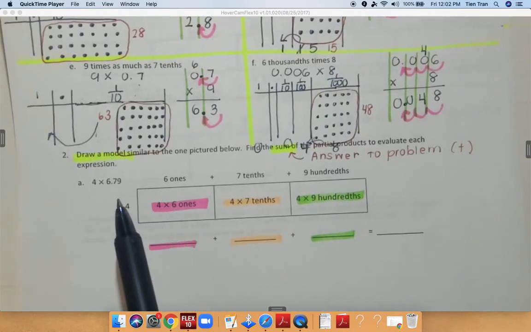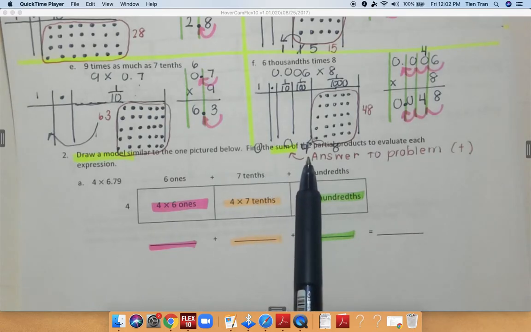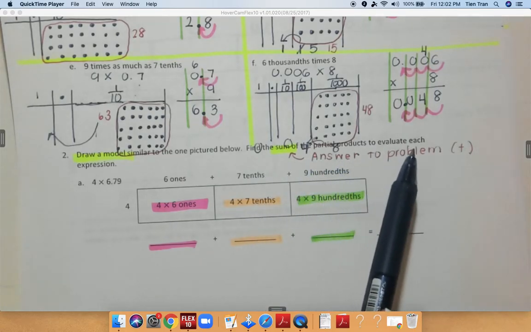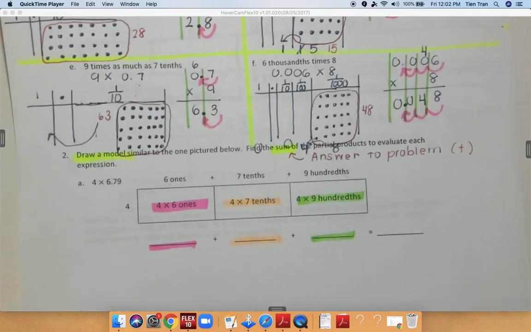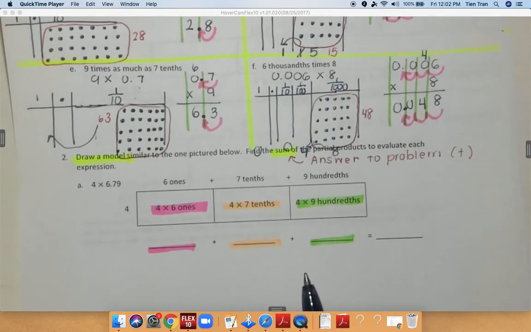Now, for problem number 2, they asked me to draw a model similar to the one pictured below. Find the sum of the partial products to evaluate each expression. So what they want you to do here is they want you to find the answer to the problem by adding the numbers together. So that's what I'm going to do.